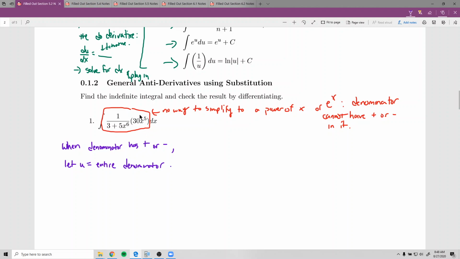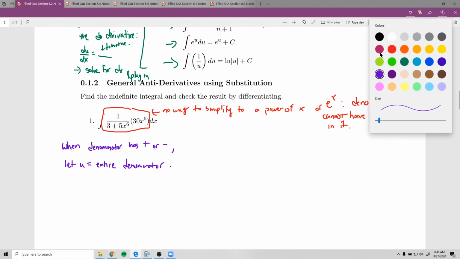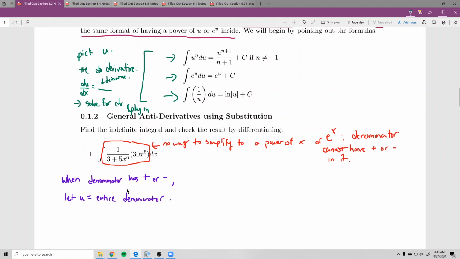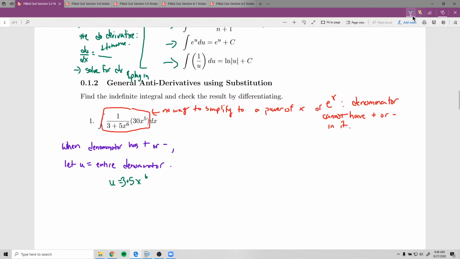You'll see why I'm not really focused on the 30x to the 5th right now, because that'll get taken care of in a minute. What we want to do first, the method of integration, is figure out our u. Our u is going to be 3 plus 5x to the 6th. U is the entire denominator, 3 plus 5x to the 6th.